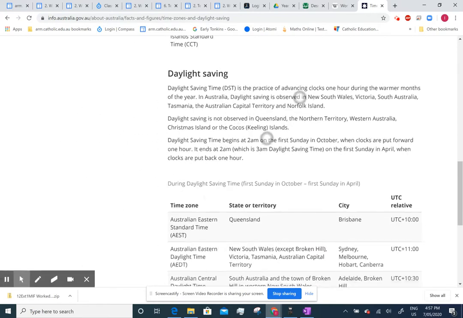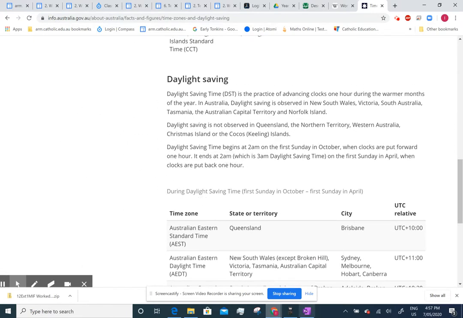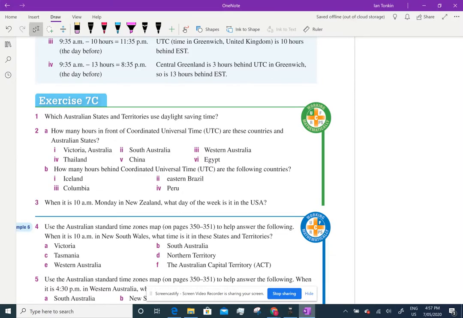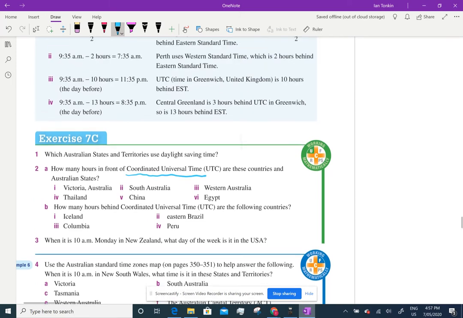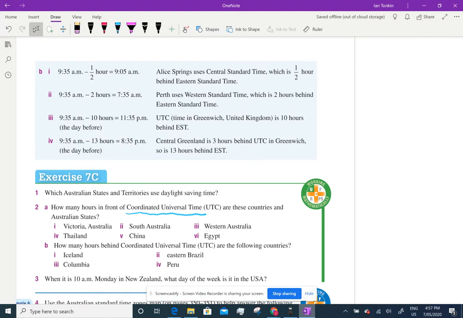Now, daylight savings really makes this difficult. So we're going to avoid those questions for now. We're going to concentrate on using time zones. And you can see straight away we're going to use the Coordinated Universal Time, or UTC, which is sometimes referred to as Greenwich Mean Time, but don't confuse it.